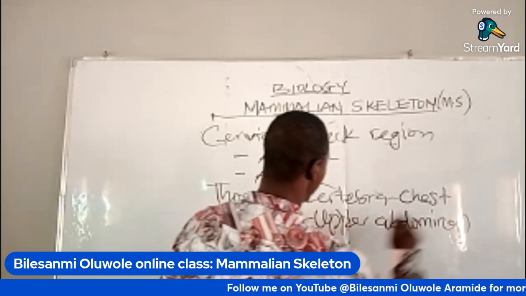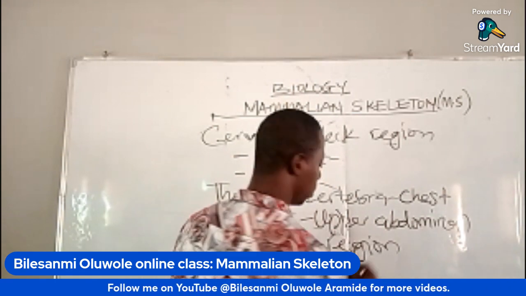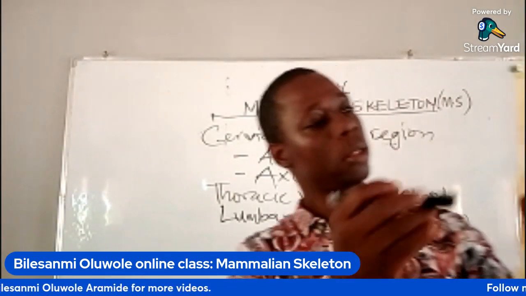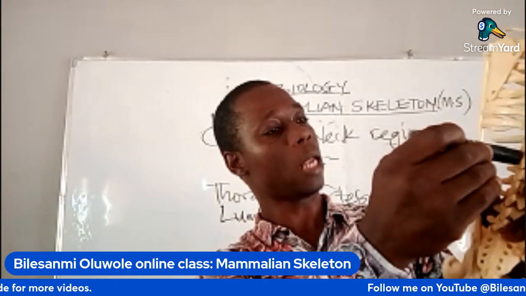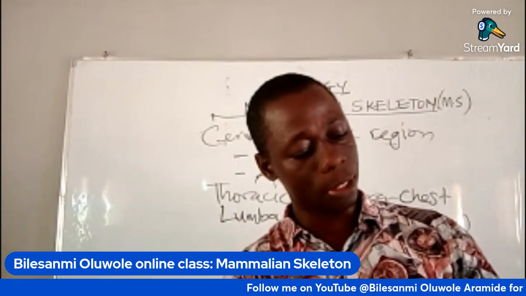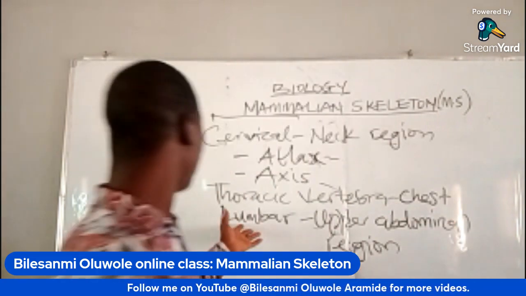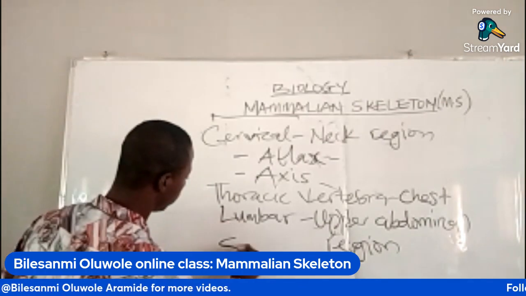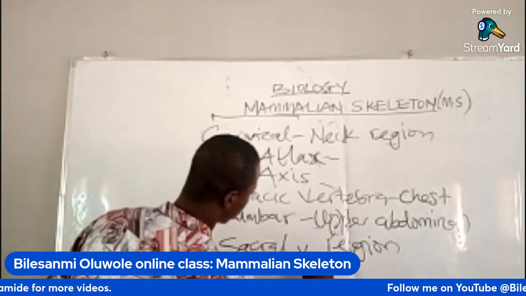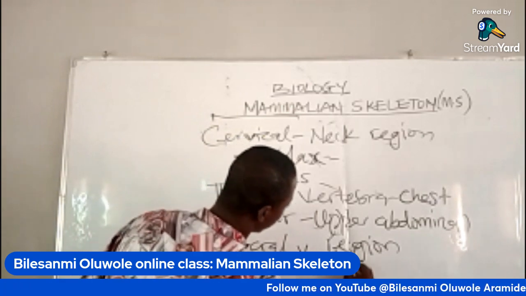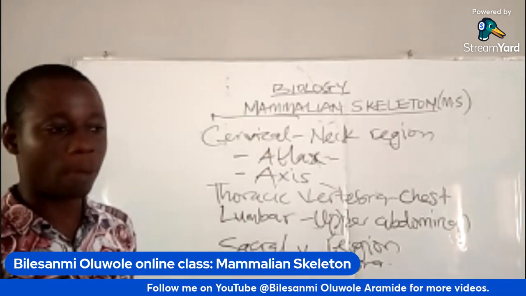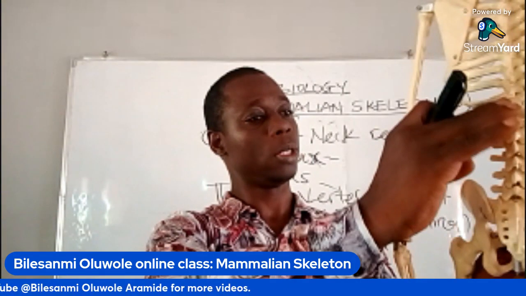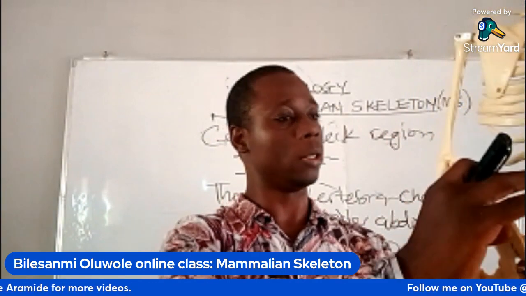It is found at the upper abdominal region. So from here, let us look at the skeleton once again. From here down to this place is where we can find the lumbar vertebrae. Then after that, we have the sacral vertebra. The sacral vertebra is found at the lower abdominal region.